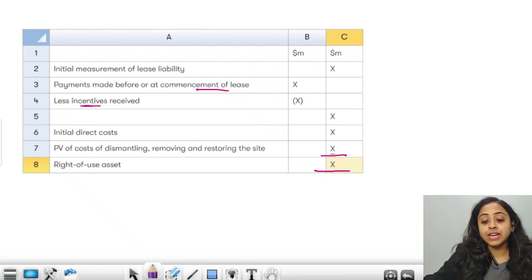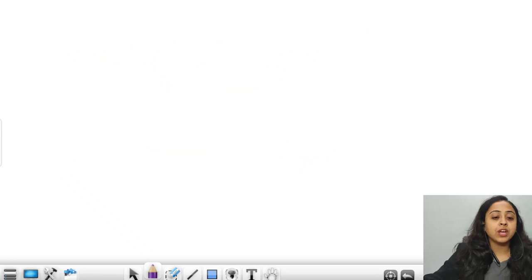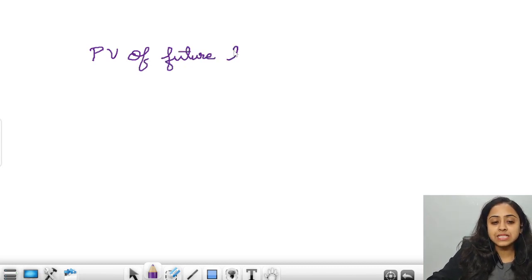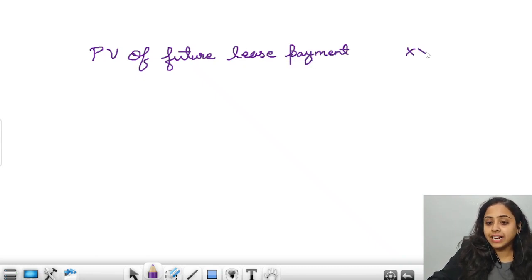Now we come to the lease liability part. As soon as you record an asset into the books of account, similarly, you have to record a liability, that is lease liability, into the books of account of the lessee. Now, for calculating lease liability for the lessee part, you have to add the present value of future lease payments or future lease outflows. Whatever amount it is will be added.